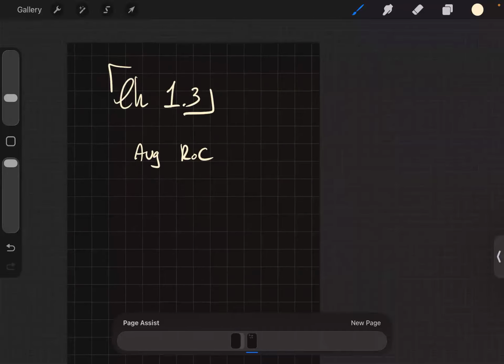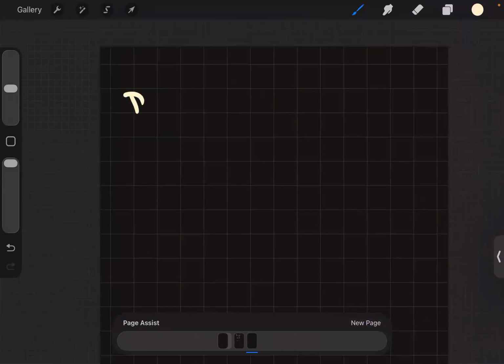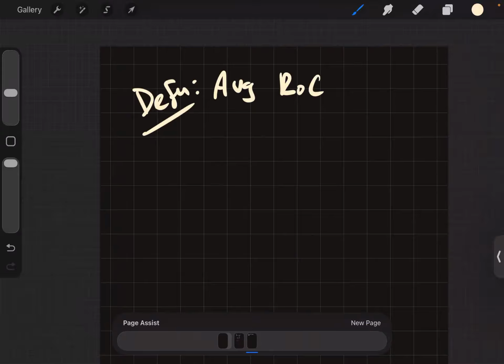Okay. So today we will be covering chapter 1.3, which is going to be the average rate of change. This will be a two-part because the second half will be uploaded later. Don't worry about it. Okay. So first, let's define what the average rate of change is. I'm going to shorten it to average ROC, which is just rate of change.